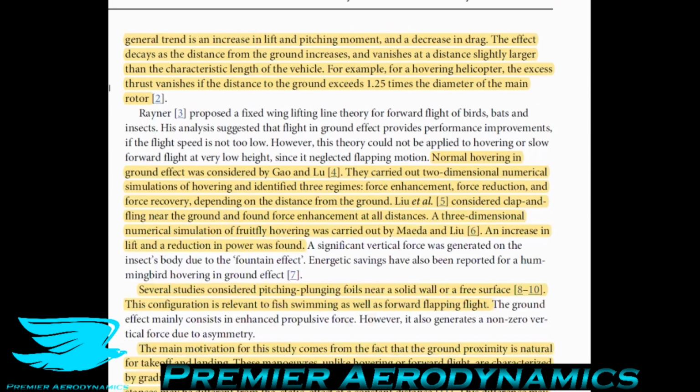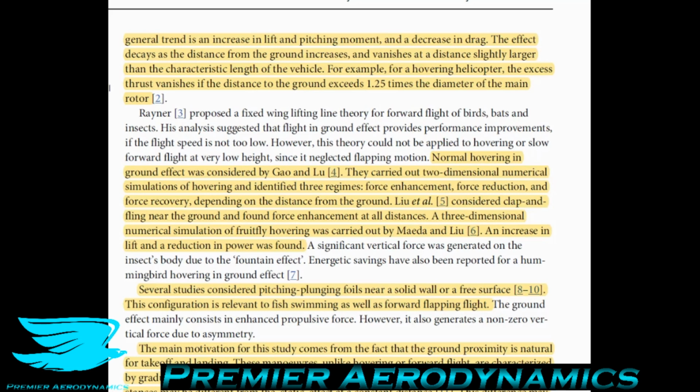And a normal hovering in ground effect was considered by Gao and Liu, so another paper, and they carried out 2-dimensional numerical simulations of hovering and identified 3 regimes: force enhancement, force reduction, and force recovery for insects in ground effect. And this depends on the distance to the ground. In another paper, Liu and others considered clap and fling near the ground and found force enhancement at all distances. So clap and fling is a way that a lot of insects do fly, for example, fruit flies and butterflies. If you want to know more about that, look at podcast number 9 of ours. We go into that.